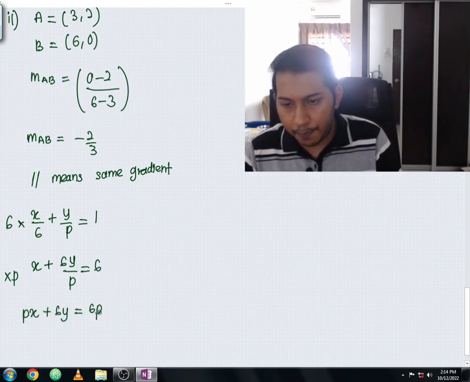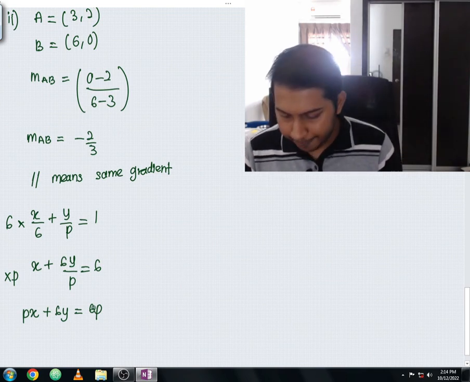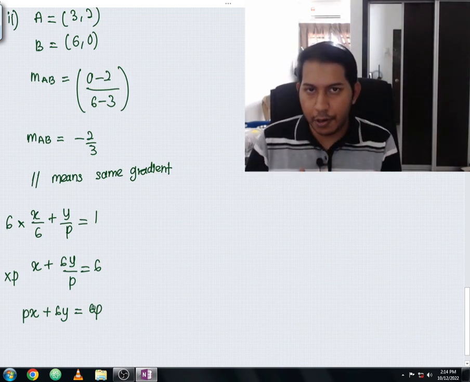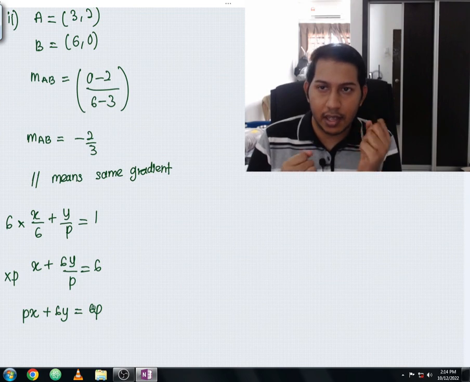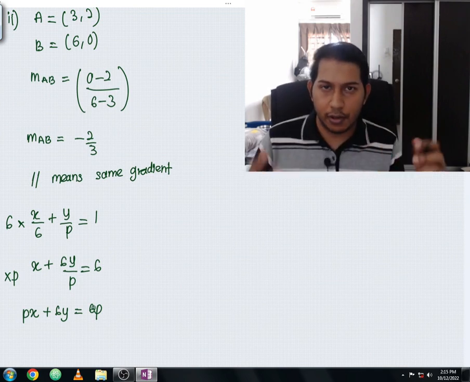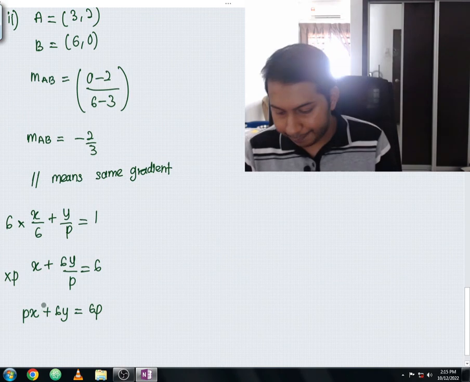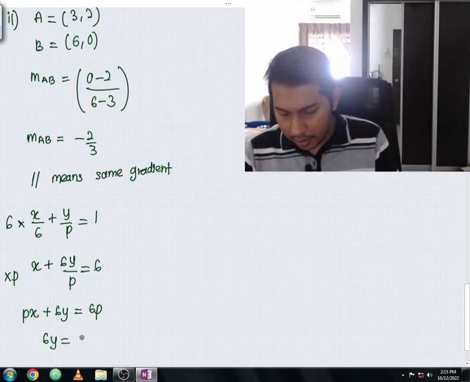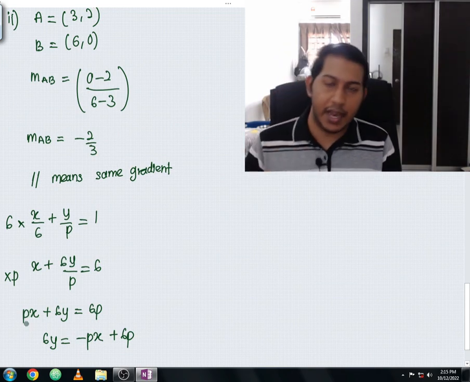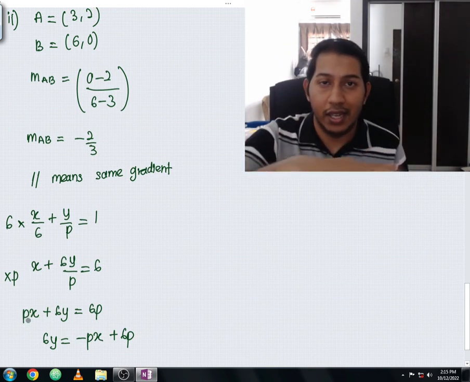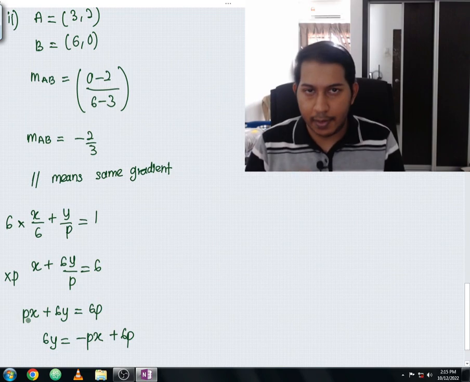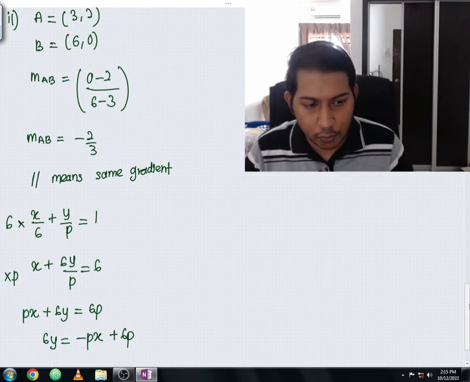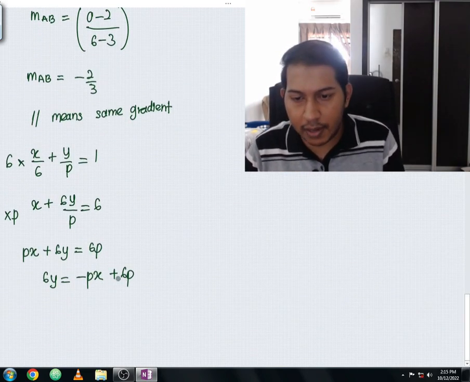So from here what we're going to do is rearrange such that it is following the y equals to mx plus c format. So from here 6y is equal to negative px plus 6p. Okay, of course this px from the left hand side, you move it over to the right hand side. Okay, that is the explanation, guys. So from here 6y is equal to negative px plus 6p.